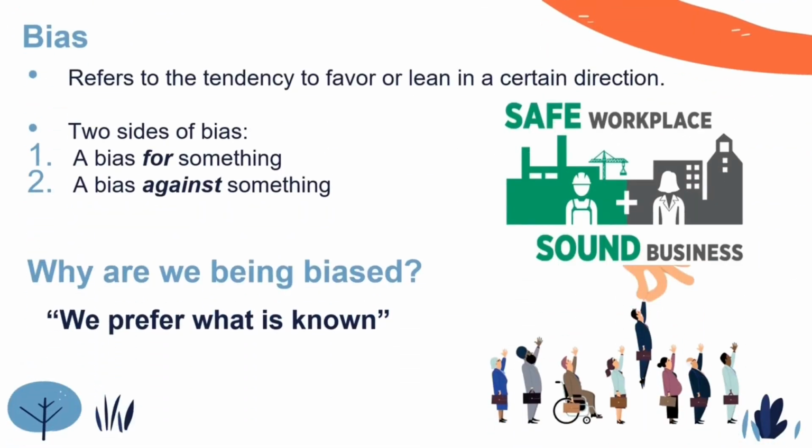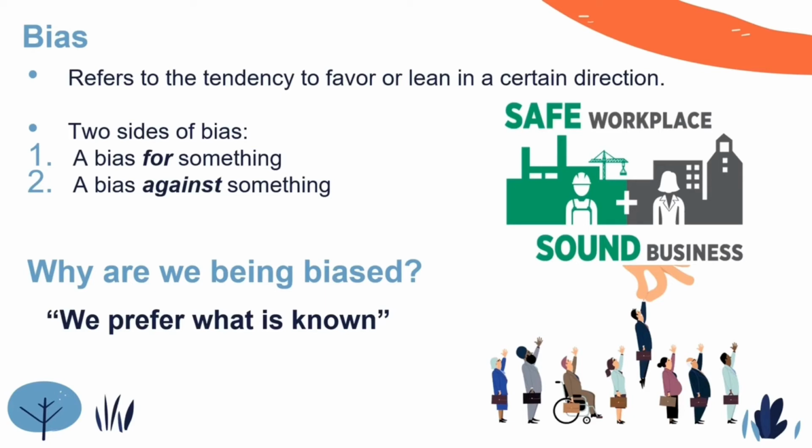Let's move on to bias. Bias refers to the tendency to favor or lean in a certain direction. So everyone has bias toward different things, and this concept is not always bad. There are two sides of bias: a bias for something and a bias against something.